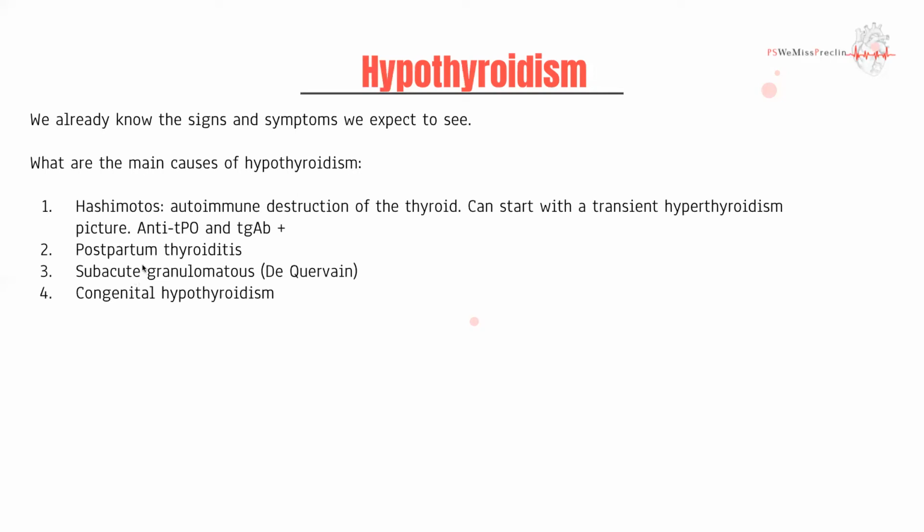With Hashimoto's, you again have an autoimmune process, but now instead of being an activating process, it's a destructive process. So the way it works is you can often have a transient hyperthyroidism before going into hypothyroidism. Now, how does this make sense?